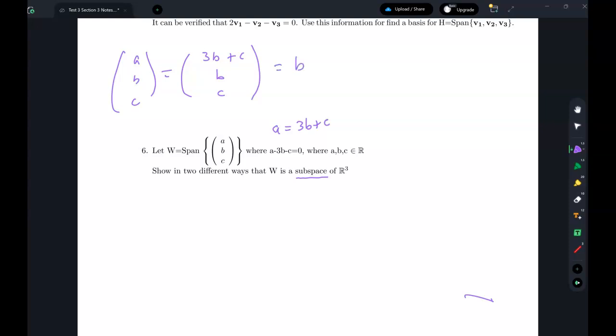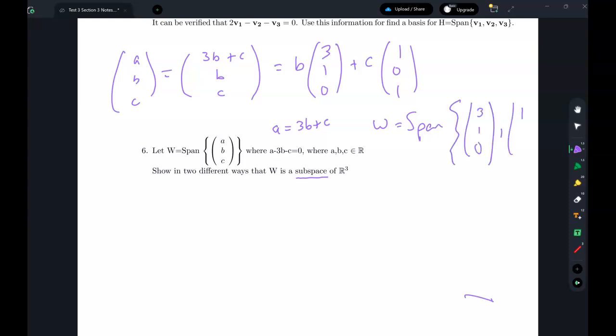And then that's the same thing as saying take the scalar B, multiply it by 3, 1, 0, and C, 1, 0, 1. So I can say that this W is the span of the two vectors, 3, 1, 0 and 1, 0, 1, like that. And that does say that it is a subspace.